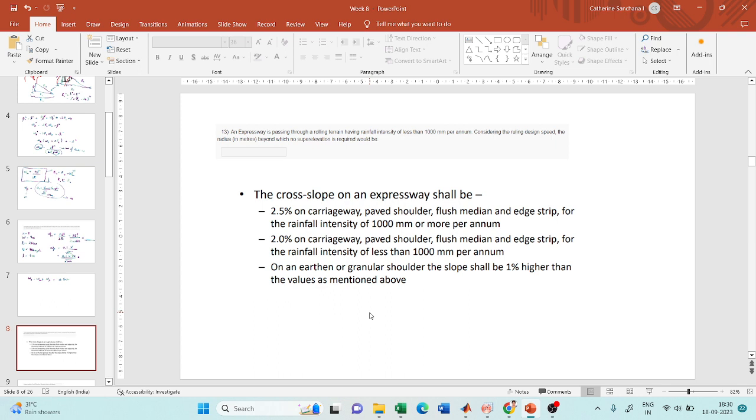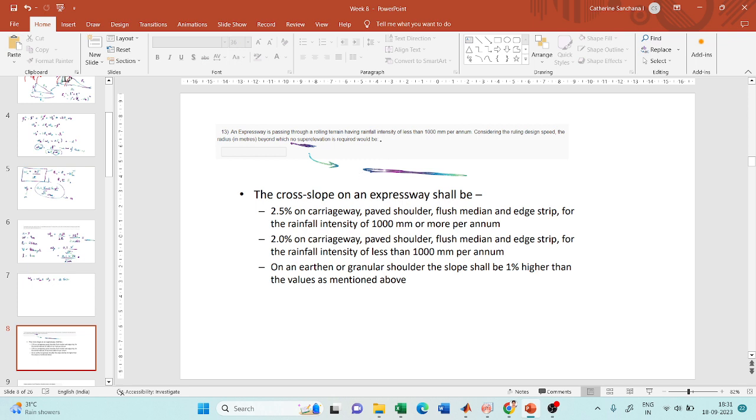Now moving on to the next question. They've asked: an expressway is passing through a rolling terrain having rainfall intensity of less than 1000 mm per annum. Considering the rolling design speed, the radius beyond which no super elevation is required would be what? See, if they say that no super elevation is required, it doesn't mean that your road is straight like this, on the horizontal curve.